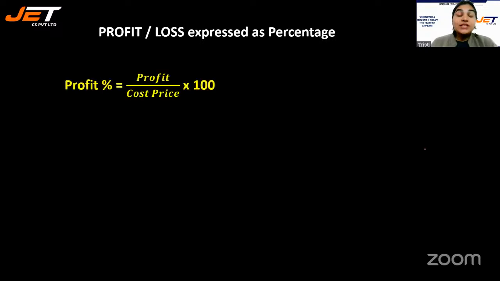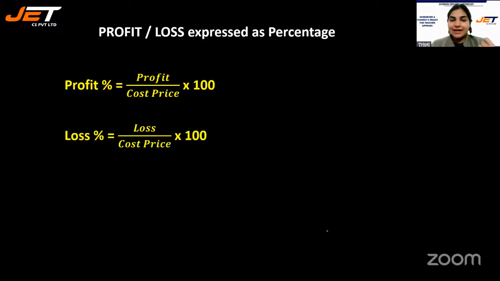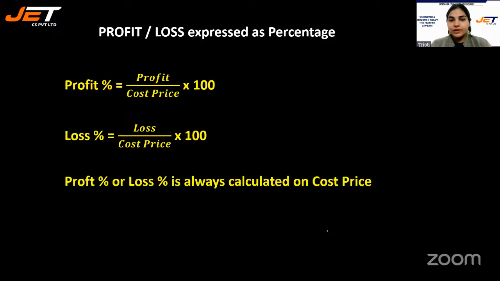Now, how you can express profit and loss as a percentage. To find profit percent or loss percent, it is always calculated on cost price. If it's profit percent, it's profit by cost price times 100. If it's loss percent, it's the loss by the cost price times 100. Remember this point, profit percent or loss percent is always calculated on the cost price. Always.